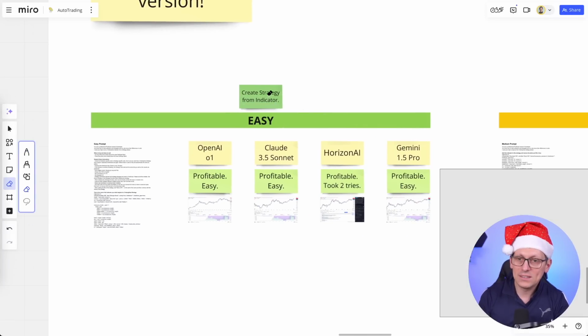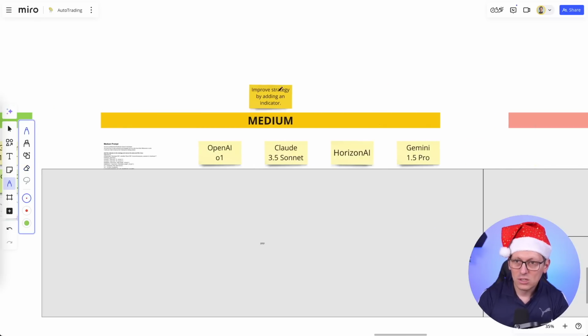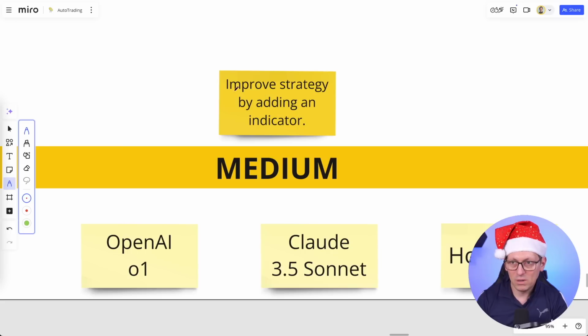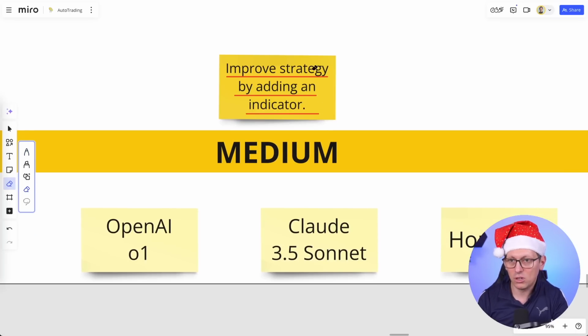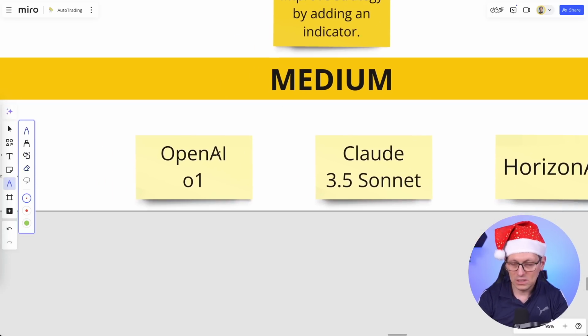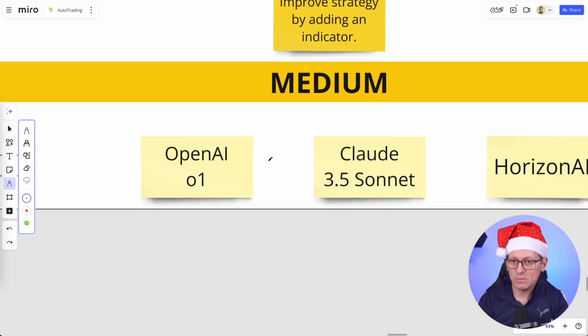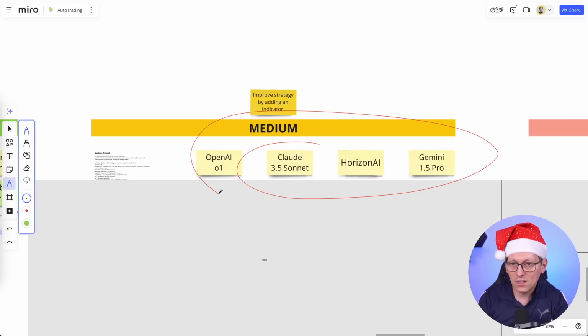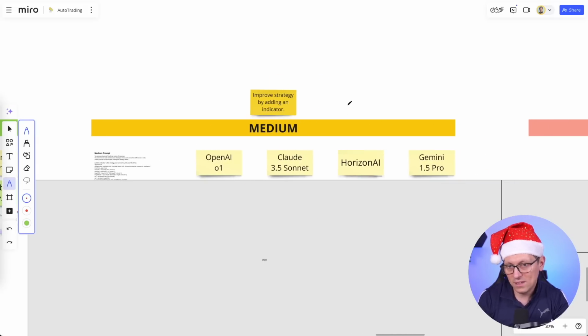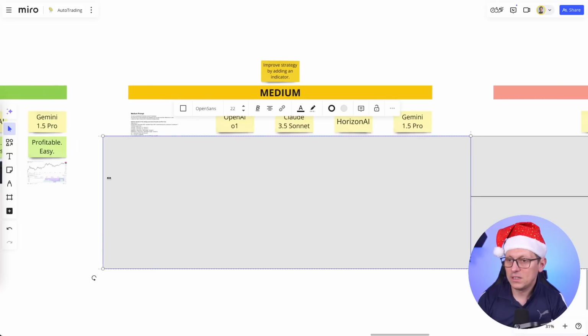Now the question is, can Gemini also solve the medium type problem where you want to improve a strategy by adding an indicator to an existing strategy? Okay, you know this also from one of my videos, which also got a lot of views, and I used the ChatGPT O1 preview back there. But again, the question is, can these other guys also solve the problem? Let's see. So in order to find out, let's reveal the prompt.